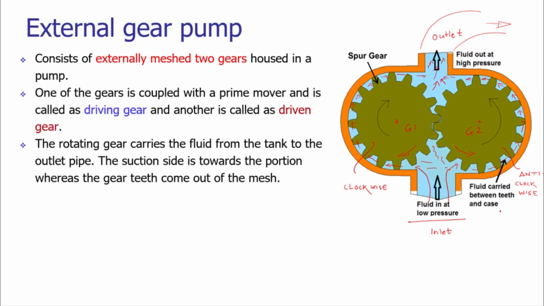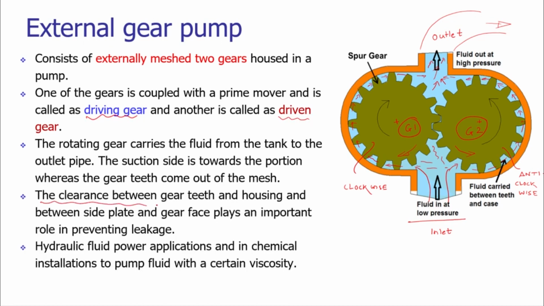Out of these two gears, one is attached to the electric motor, and that is called the driving gear, and the other one is the driven gear. The clearance between the gear teeth and the housing, and between the side plate and gear face, plays an important role in preventing leakage. Basically, in chemical applications, such gear pumps are widely used.